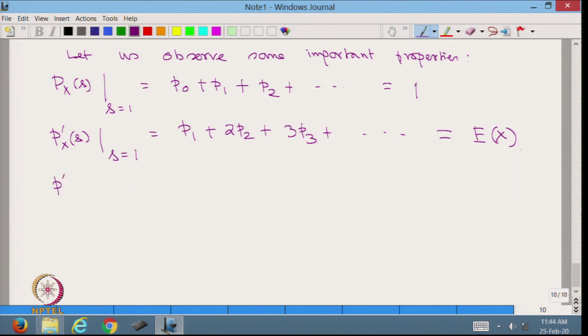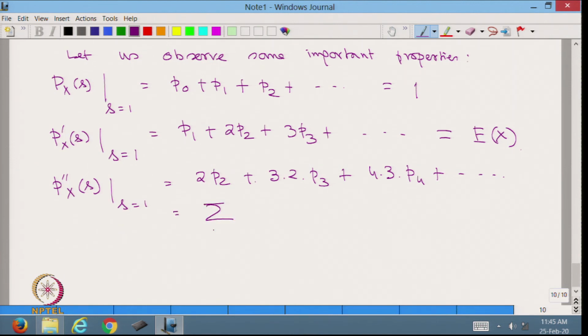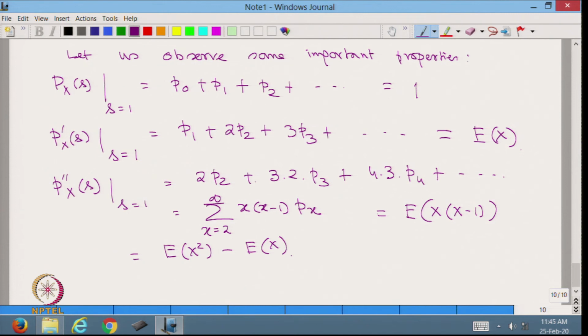Similarly, P_X double prime at s equal to 1 is equal to 2 p2 plus 3 into 2 into p3 plus 4 into 3 into p4, like that, which is equal to the sum over x from 2 to infinity of x into (x minus 1) into p(x), which is equal to the expected value of X(X minus 1), which is equal to the expected value of X square minus the expected value of X.